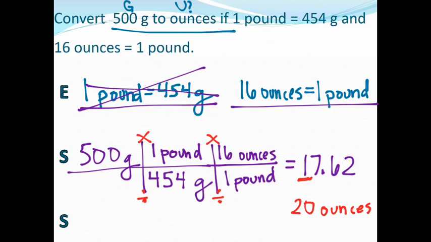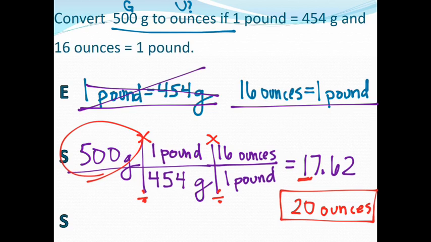So that's why you see that answer on my answer sheet as 20 ounces. It really did come out to 17.62, but because I'm not 100% sure that's exactly 500 grams without those zeros being significant, I got about 500 grams. All we can be sure of is that we'll end up with about 20 ounces here. So significant figures are coming into play and giving us a little bit more meaning to these numbers.